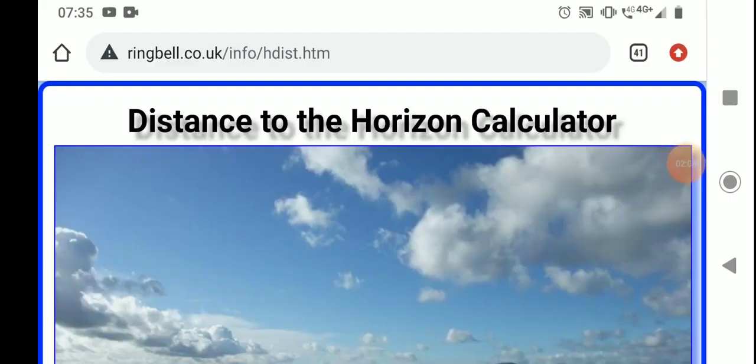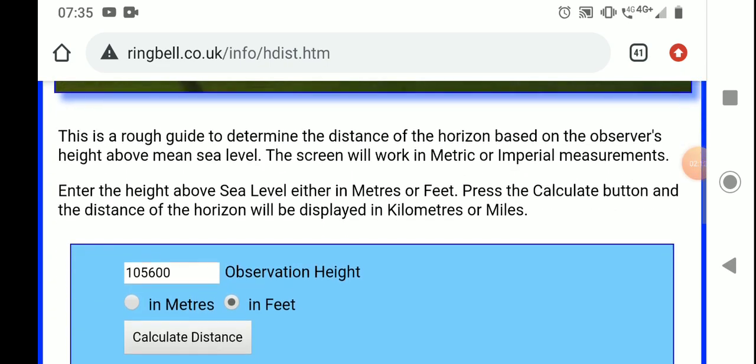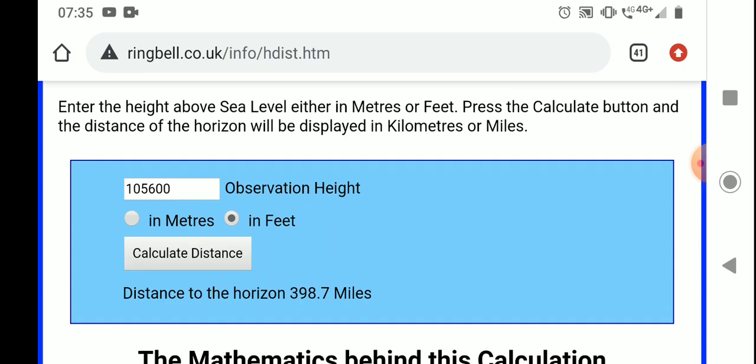Okay, distance to the horizon calculator. The balloon is approximately 20 miles up. That converts to 105,600 feet. So we've calculated that. And the distance to the horizon, according to the globe, is 398.7 miles. So we've got that as a reference.